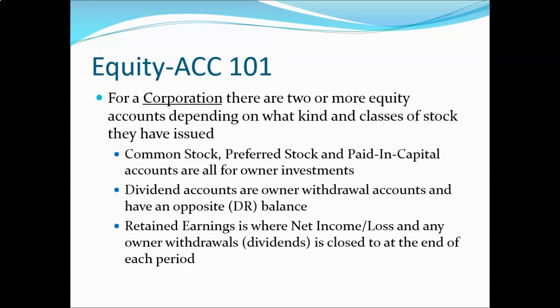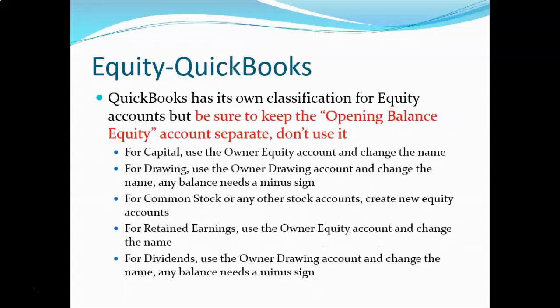The retained earnings account in a corporation is where we close stuff out to. So we close the net income into retained earnings, and we close the dividends, which is the owner withdrawals, into retained earnings. So the retained earnings is the closeout of all our net income since the beginning of the company. And it normally has a credit balance.